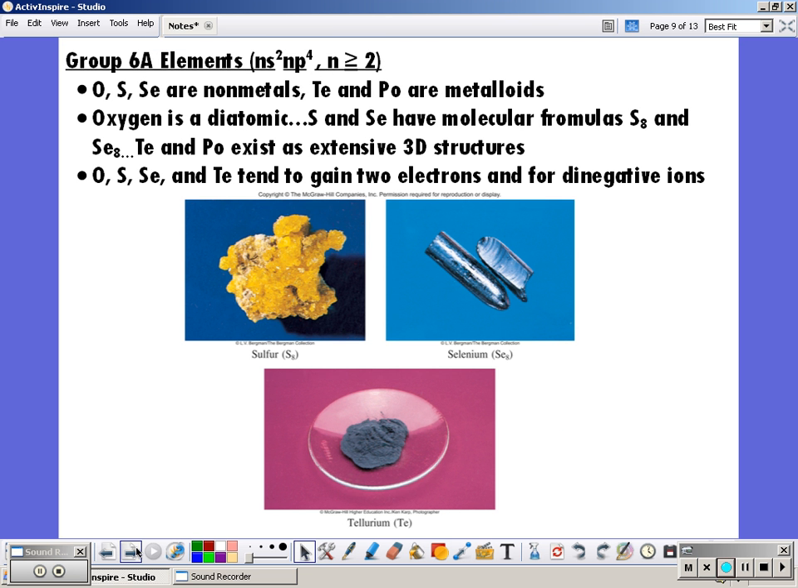Tellurium and polonium are metalloids. Oxygen exists as a diatomic. Sulfur and selenium actually form molecular formulas of S8 and Se8. Tellurium and polonium exist as extensive 3D structures. Oxygen, sulfur, selenium, and tellurium tend to gain 2 electrons to form -2 charges. In our pictures, notice that sulfur is yellow. That's a very distinct color for sulfur.